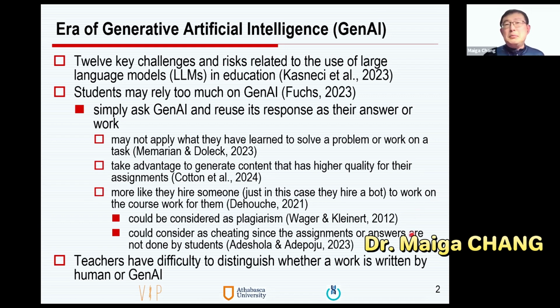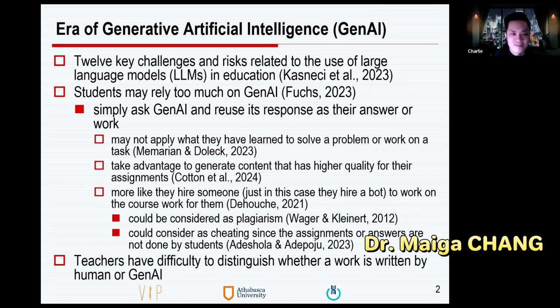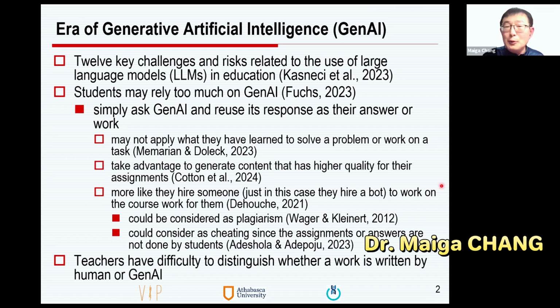Now, actually, before generative AI, people were already trying to hire someone to help them do the homework, but that is not really news, right? But the problem is now they don't need to spend $200 to hire someone to do the assignment for them.